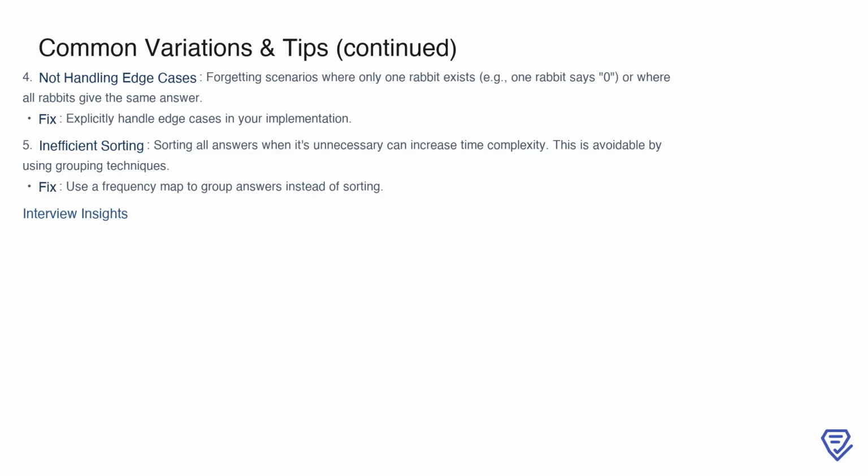Another mistake is inefficient sorting. Sorting the entire list of answers can unnecessarily increase the time complexity of your solution. Instead, you can optimize by grouping answers directly using a frequency map, which eliminates the need for sorting altogether. By handling edge cases carefully and avoiding redundant sorting, you'll make your solution both accurate and efficient.